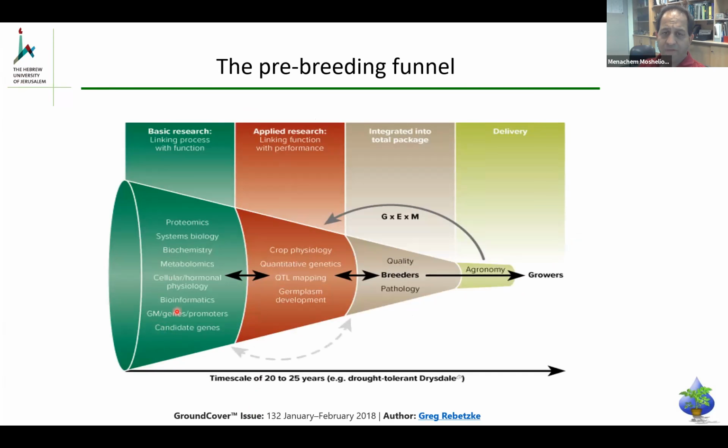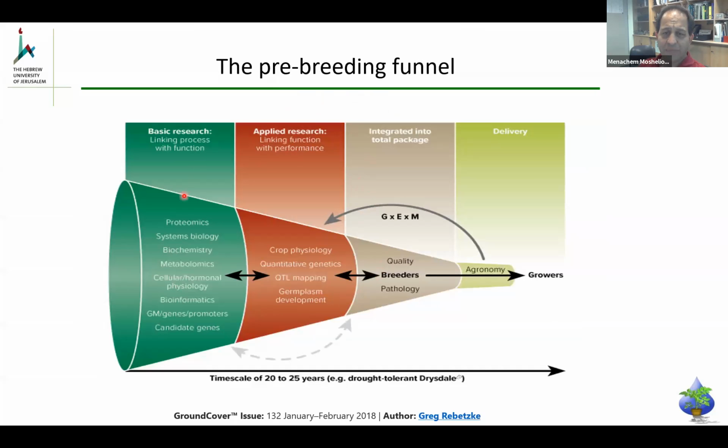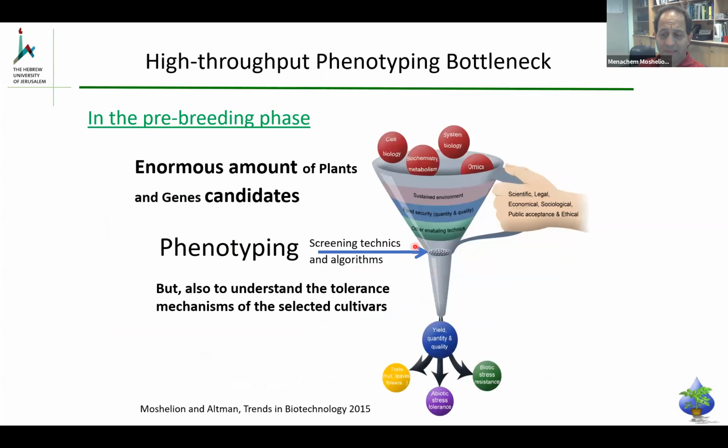When we look at the funnel of breeding, especially in pre-breeding, we are looking for a parental line with very good traits that could really improve our plants and help us find this ideal stress response. The problem with stress breeding is the time it takes. In this cartoon you see 20 to 25 years, and this is not exaggerated at all, because looking for stress response, in particular drought, is very time consuming, especially because you always have to do a feedback between the agronomy part and the crop physiology part, and really see that what you find is stable and repeats itself year after year. This bottleneck of phenotyping is maybe the major part of the pre-breeding process.